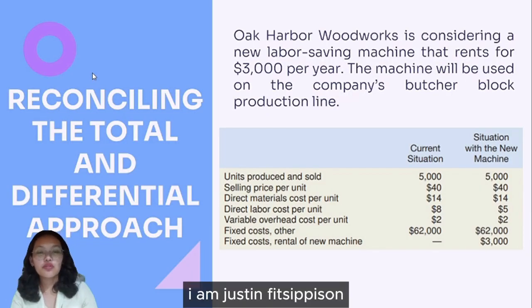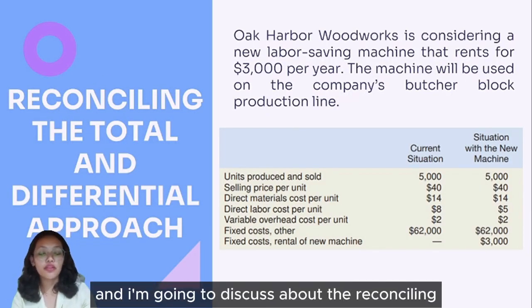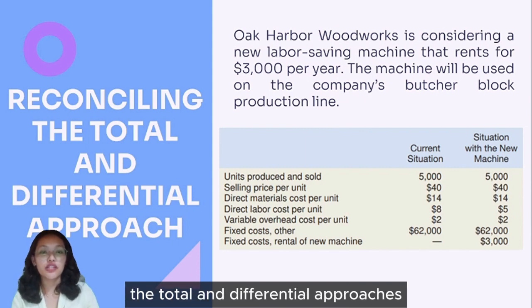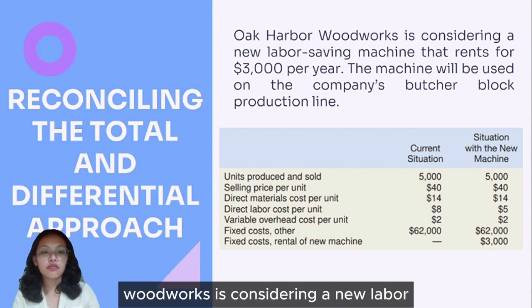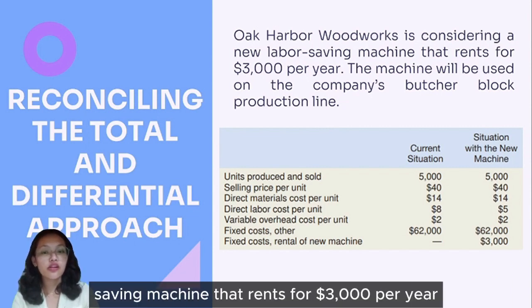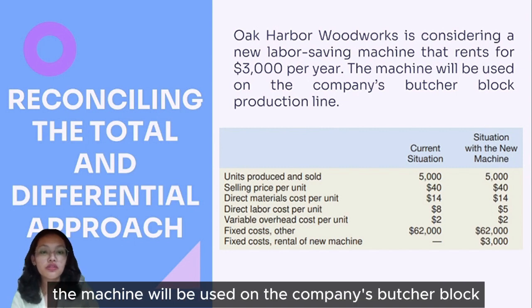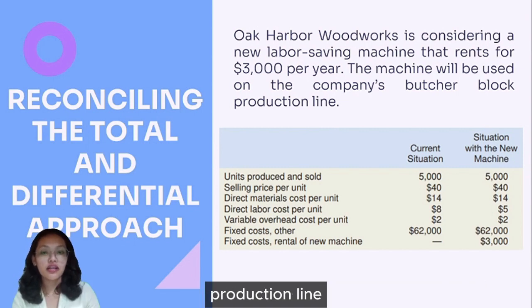Good day everyone, I am Josephine Fitzsippison and I am going to discuss reconciling the total and differential approaches. So the book gave an example para ma-understand na to somewhat ang concept. So Oak Harbor Woodworks is considering a new labor-saving machine that rents for $3,000 per year. The machine will be used on the company's butcher block production line. Data concerning the company's annual sales and cost of butcher block with and without the new machine are shown below.